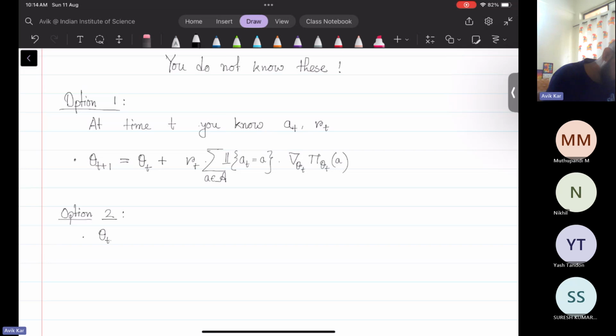Theta t plus 1 equals theta t plus the summation over a of mu hat t a times the gradient with respect to theta of pi theta t.